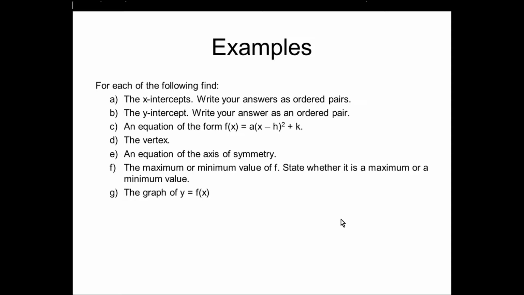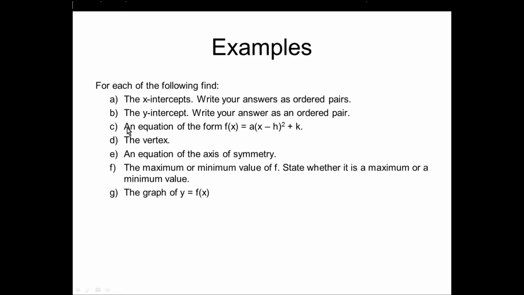Let's try some examples. I've always called this everything you can do to a quadratic function except word problems, because if you notice, that's all that's missing. For each of the following, we're going to find in part A the x-intercepts. You're going to write your answers as ordered pairs. Part B, the y-intercept. You're going to write your answer as an ordered pair. You're going to find the standard form. You're going to find f of x equals a times x minus h squared plus k. You will then find the vertex. You will then find an equation of the axis of symmetry. You'll find the maximum value. You'll state whether it's a max or a min. And lastly, you will graph.